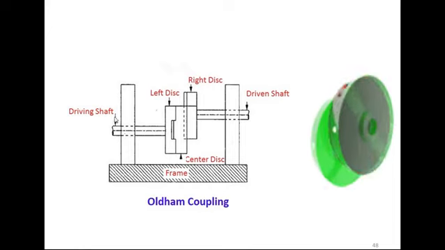When this driving shaft rotates, this left disc will start to rotate. This motion is given to the center disc, and because of its engagement with the right disc, that disc starts to rotate, and this right disc is attached with the driven shaft, so this shaft also starts to rotate. Like this the animation is provided. Because the 3 discs are aligned with each other, the two shafts, though not collinear but parallel with each other, can transmit the motion from one shaft to another shaft.